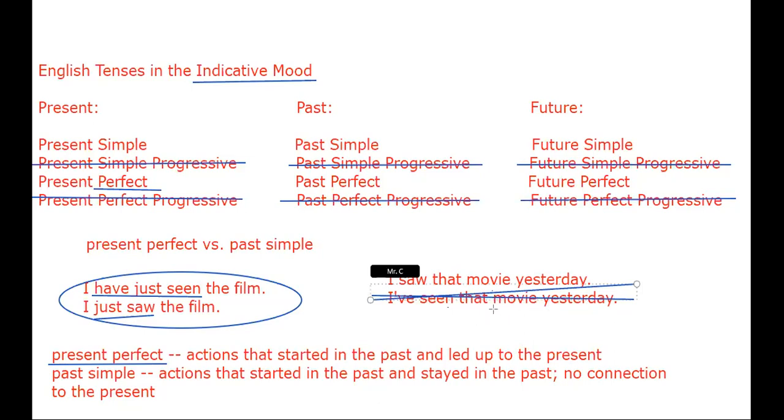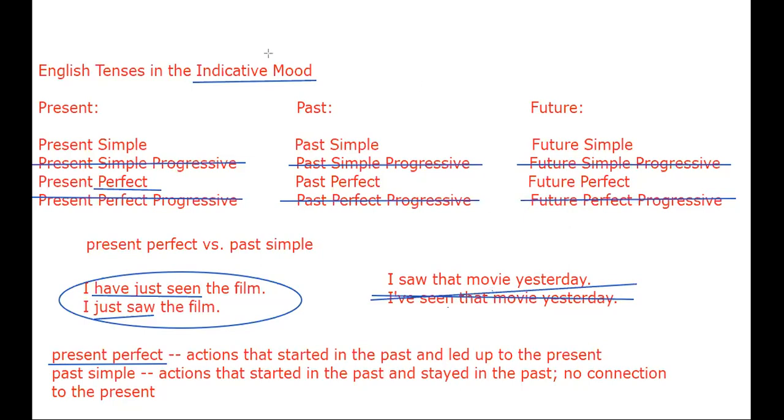Yesterday does not warrant the present perfect. Not to say that all adverbs are like this. There are some adverbs that can work with either one. But for yesterday, you cannot use it with the present perfect, because yesterday implies an action that took place entirely in the past. So you can't say, I've seen that movie yesterday, just I saw that movie yesterday.